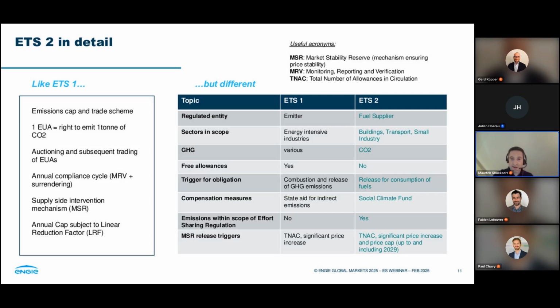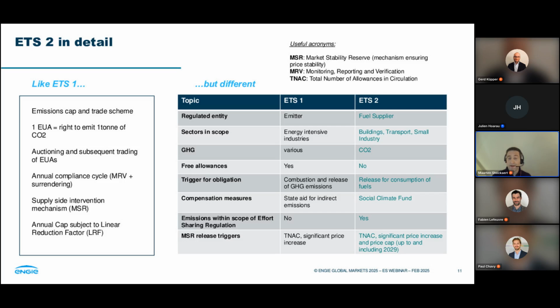There are similarities, but obviously also differences. Unlike under ETS1, the regulated entity is not the emitter of the emissions, but is the fuel supplier. So ETS2 is essentially an upstream system. Also, the sectors are different: whereas ETS1 covers energy-intensive industries, ETS2 applies to buildings, transport, and small industry.